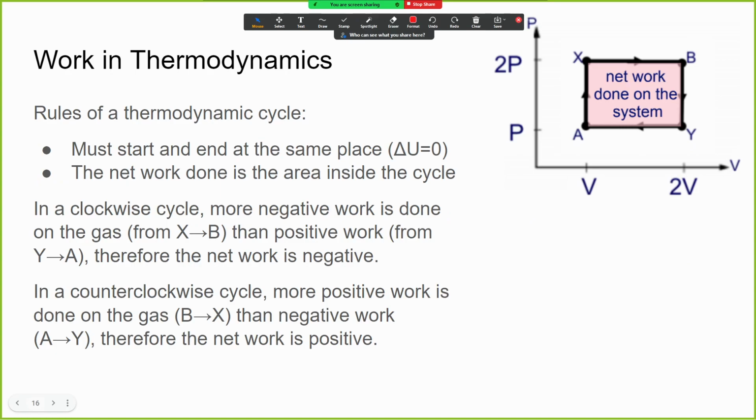So, for a thermodynamic cycle, you have to start and end in the same place, otherwise the internal energy would not be conserved. And the net work done inside of the cycle is the area that is inside of this cycle, okay? So in a clockwise cycle, more negative work is done on the gas than positive work, and therefore the net work is going to be negative. In a counterclockwise cycle, more positive work is going to be done on the gas than negative work, and therefore the net work is positive. So that's just worth noting as well.